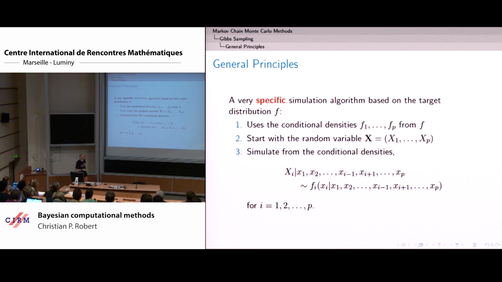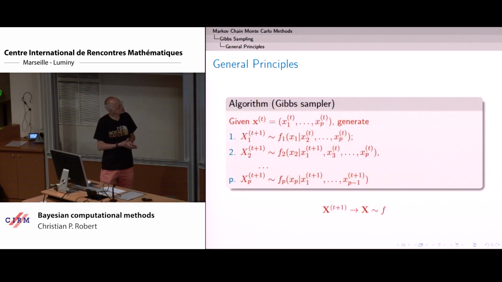So the starting point is that if you have a target f to simulate from in dimension p, you may consider the full conditional densities associated with f, that are f1, f2, up to fp, and move the Markov chain one component at a time. That is, you change xi according to the full conditional of xi given the other components of the vector x. Which means that after p steps, all the components have changed. There is no notion of rejection here, so all the components have changed. And so p steps of these simulations bring you a new vector x. Okay. So that's the algorithmic representation.